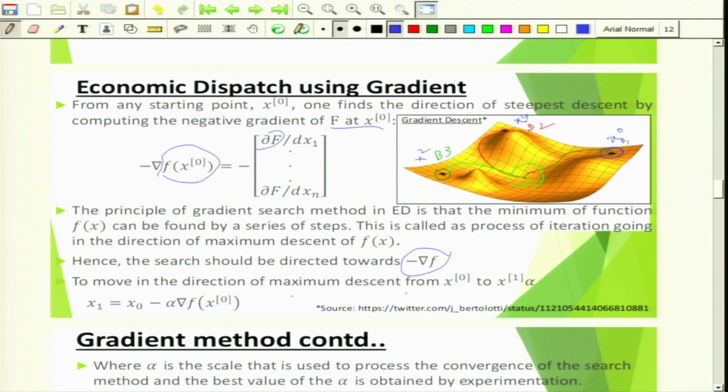To move in the direction of maximum descent from x of 0, let's say you start from one point. Then for the next iteration you need a new starting point where it can start, right? So you have to obtain the next iteration value of the same variable. That is x1 is equal to x0 minus alpha into the gradient function calculated at the previous starting point x of 0.